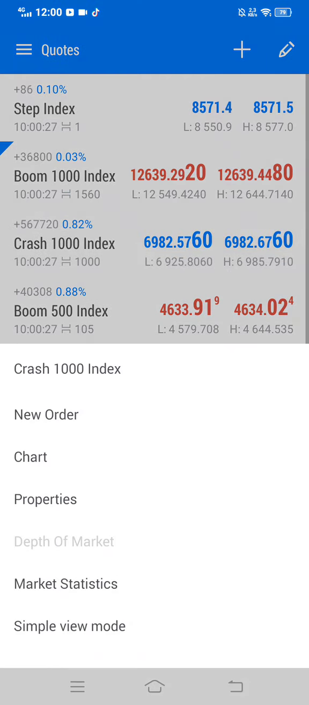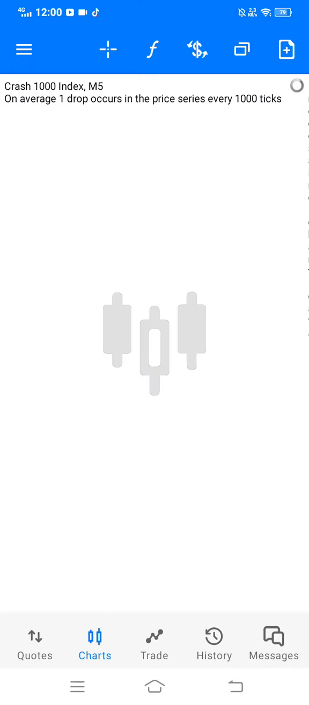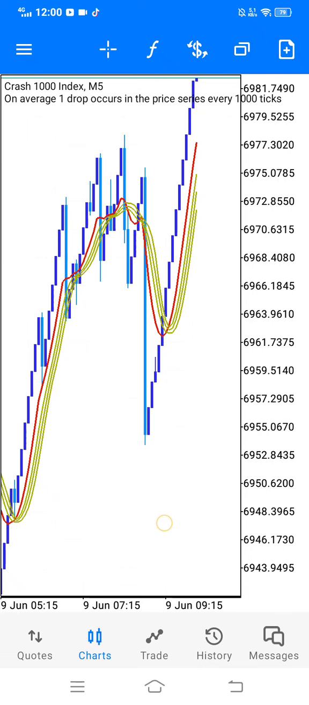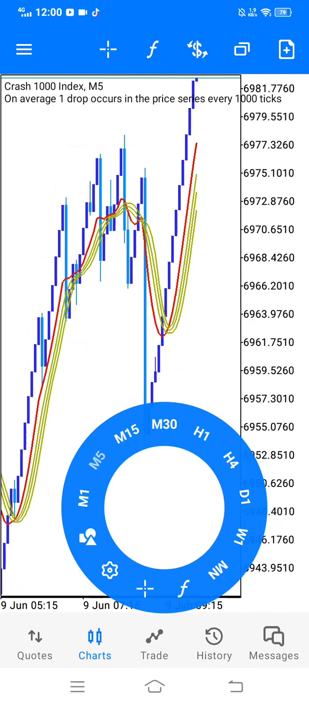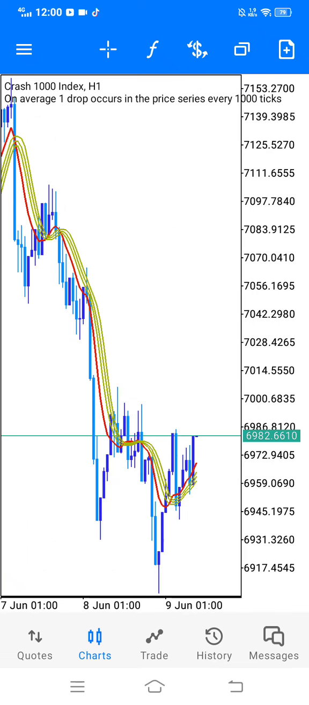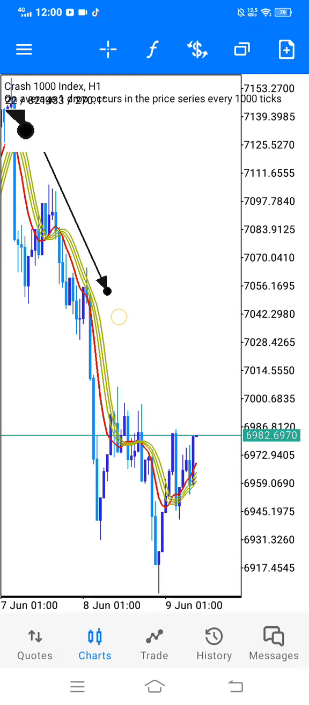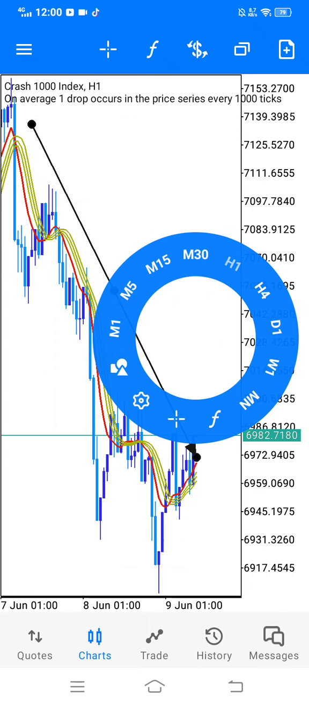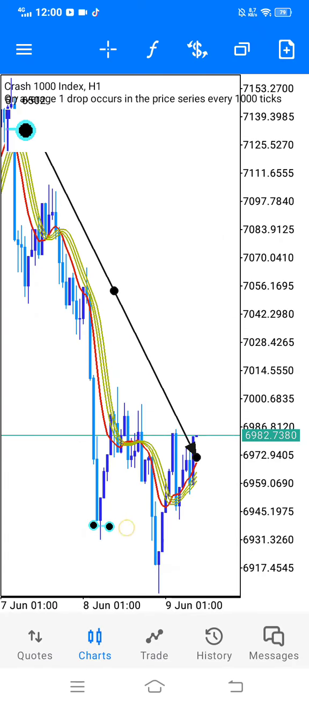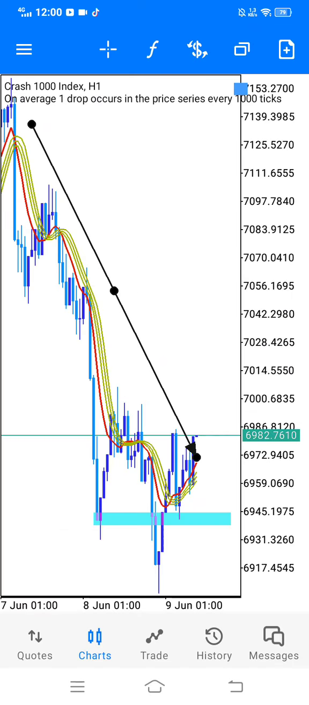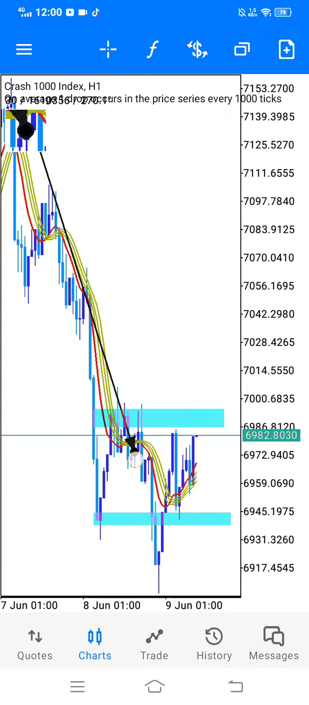If we have a look at crash 1000, remember, always check the trends. We want to buy on crash and we want to sell on boom. So on crash 1000, we can see that it is in a downtrend, right? It is currently in a downtrend, but we can have a look and we can see this is our support over here, and this is our resistance over here.